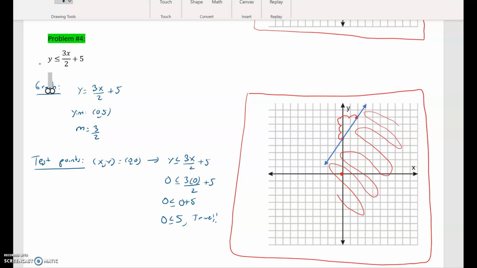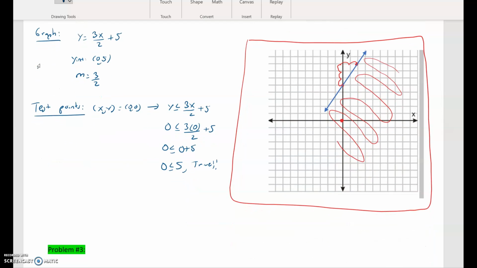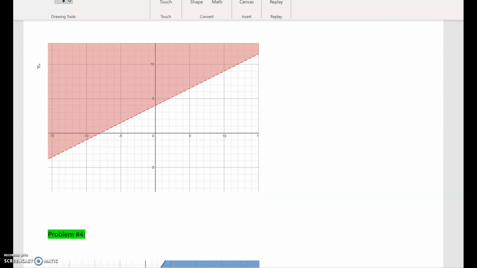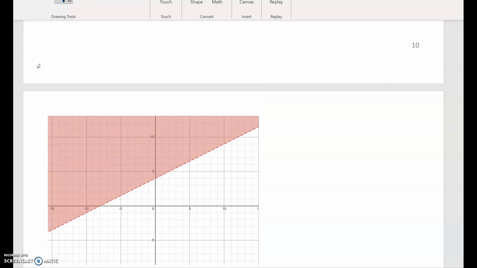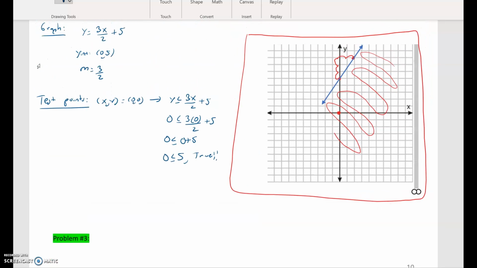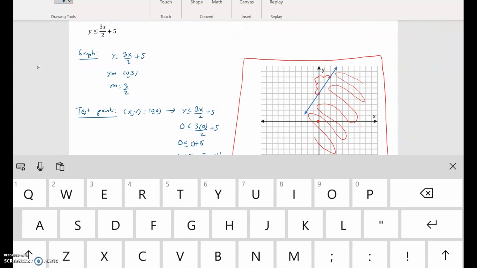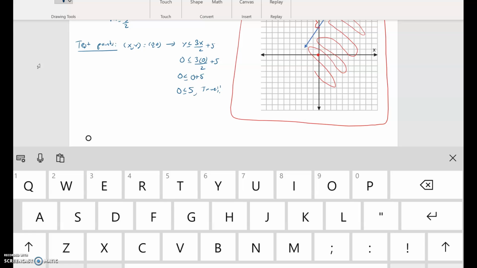As I mentioned earlier, if they're not asking for the test points, then you could just graph the line and then either shade above or below it. In the previous one it was greater. This is a less than or equal, so we're shading below. Let me show you what this one looks like using technology, and that would be this line. So every coordinate point below the line, your line is solid. Let me just show you once again the last two problems.